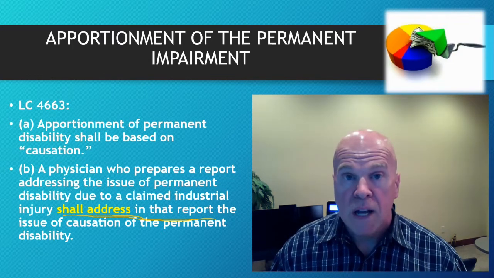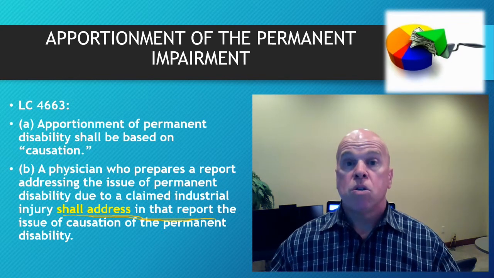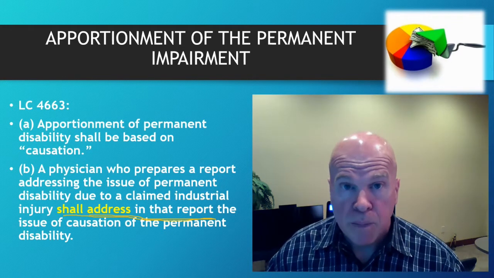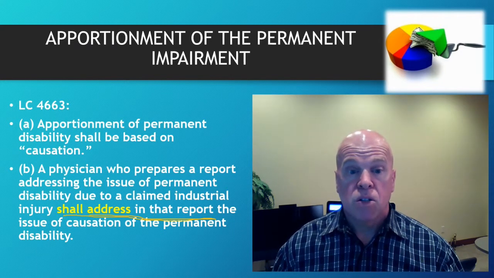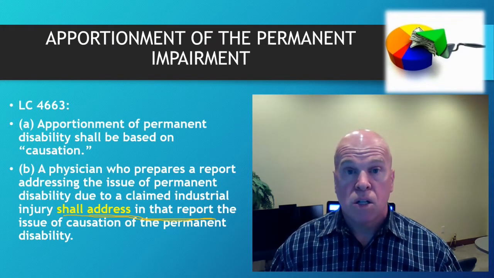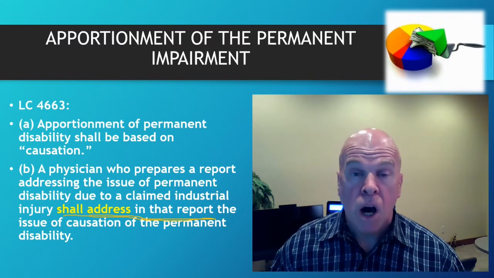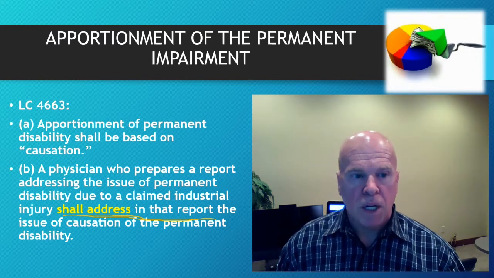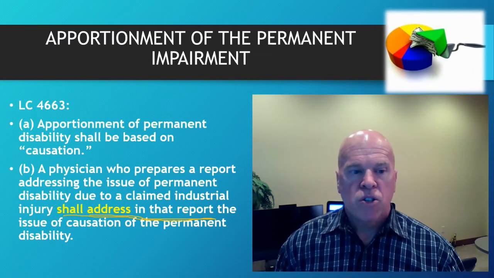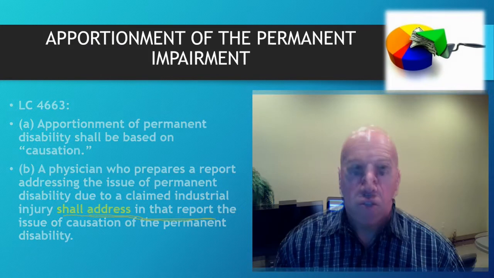The system relies on us as medical evaluators to tell the parties what is the liability to the employer for the examinee's permanent impairment, for the examinee's losses, for the examinee's disability. The employer is responsible only for that portion of the loss that's due directly to the industrial injury. So that's Section A and Section B of 4663. Let's take a look at Section C.